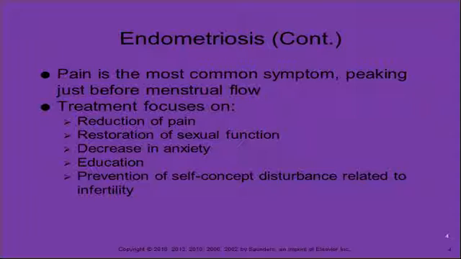A condition called retrograde menstruation, which is when the menstrual blood kind of backs up through the fallopian tubes into the pelvic cavity, is thought to be a contributing cause, but there is no real way to know at this point.